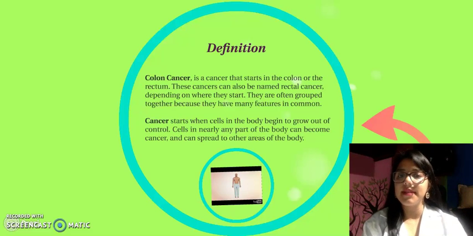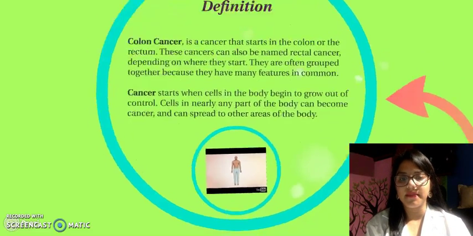Cancer starts when cells in the body begin to grow out of control. Cells in nearly any part of the body can become cancer and can spread to other areas of the body.